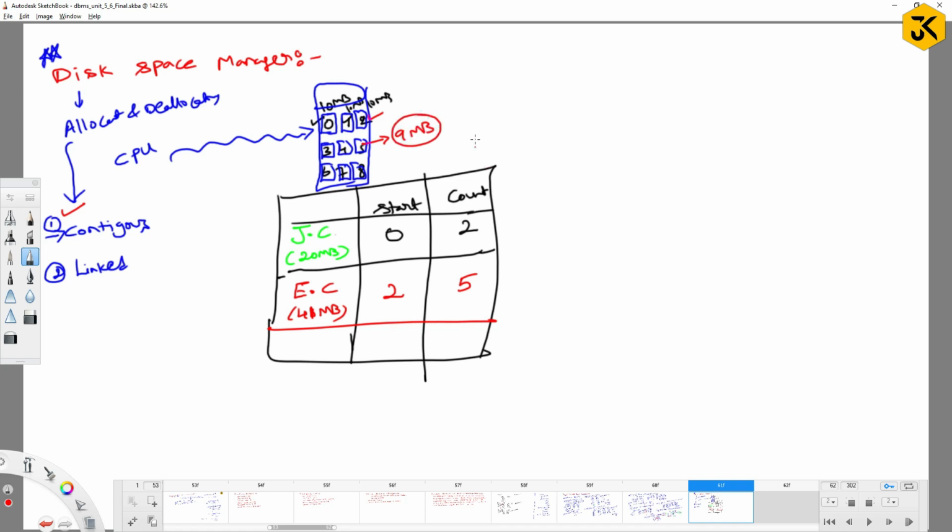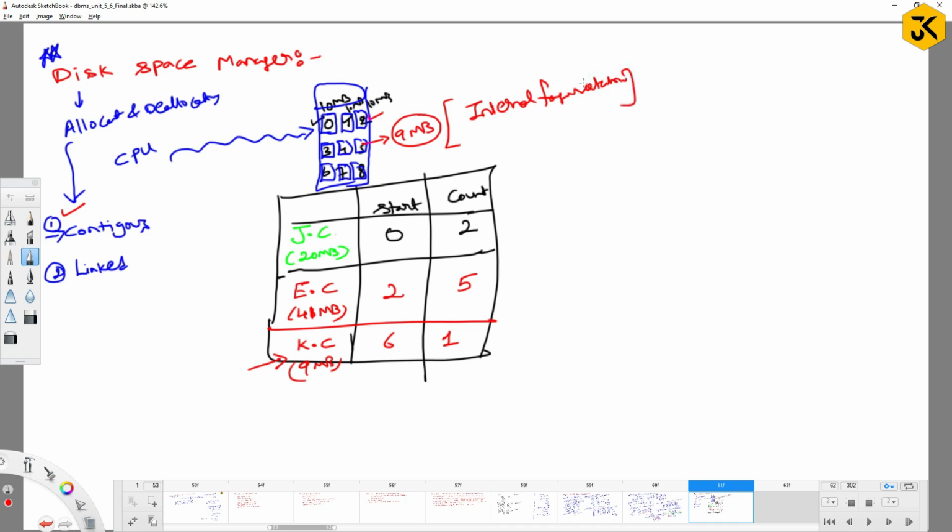9 MB. So this wasted memory, can I use it for another file called k.c? Assume that it requires something like 9 MB. Can I use it here? No. I have to allocate it in another location called 6, and count is 1 only, right? So now with respect to this, I can say this e.c file is generating a kind of problem called internal fragmentation problem.